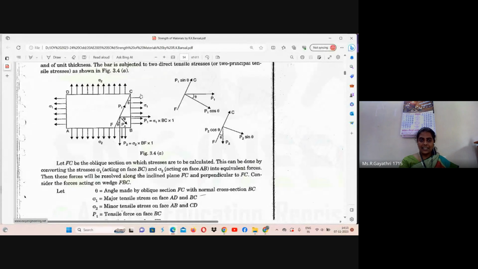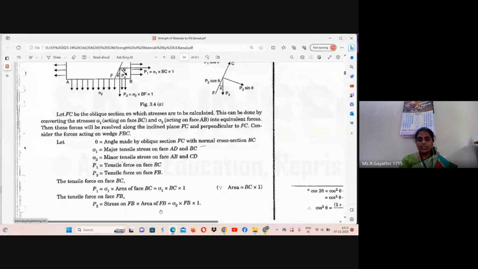We can consider the entire height because the inclined section covers all the height, but for the horizontal member the inclined section covers only section FB. We can't say there is an inclined plane between F and A. Between F and B only we can see the inclined section. So instead of considering length AB, we can focus on FB where the inclined section is located. Okay, very simple topic. P2 is equal to sigma 2 into the horizontal length into thickness 1.